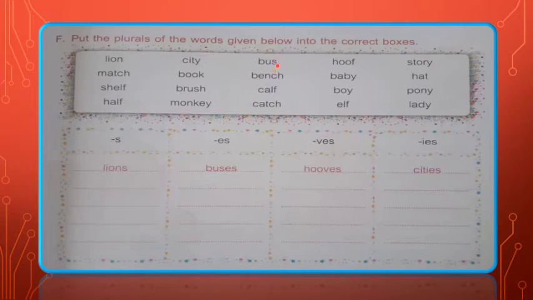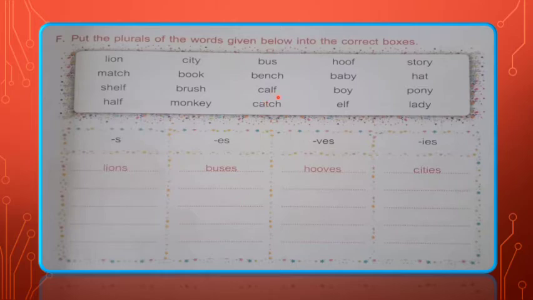Next, bus, children, already done. Bus ends with S, so we will add ES. Buses. See children, buses is already done. Next is bench. Bench ends with CH. So children, what do we add when a word ends with CH? ES. So we will write here B-E-N-C-H-E-S, benches.